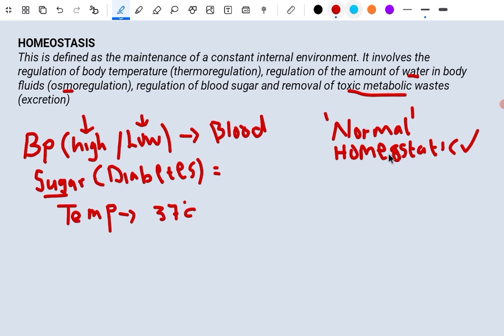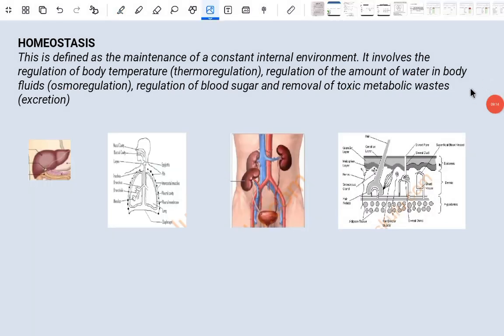There are many organs that are involved in dealing with these things. What we are looking at here are just some of the organs that are working in our body to maintain the internal environment at a constant. Number one here, what you can see is the human liver. The human liver deals with removing toxic metabolic waste, and it works hand in hand with the kidneys. Most of these are passed out as urine. So these are the kidneys.